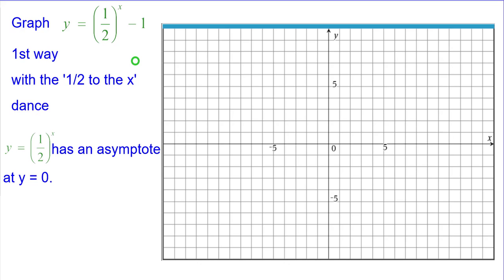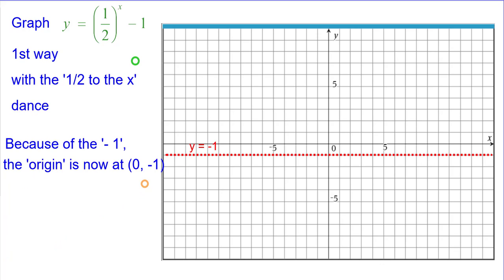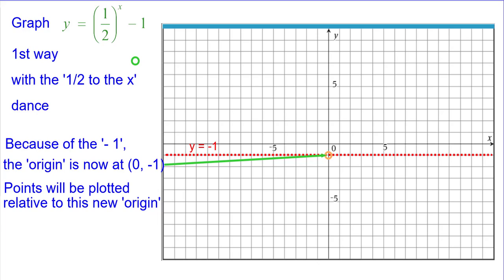And we know that y equals 1/2 to the x has an asymptote at y equals 0. But because of the minus 1, we realize we have to shift all the points down, including that asymptote. So our asymptote will be at y equals -1. Also, because of the minus 1, the new origin is now going to be down 1 at 0, -1. And all points will be plotted relative to what I'm calling this new origin that's in orange.